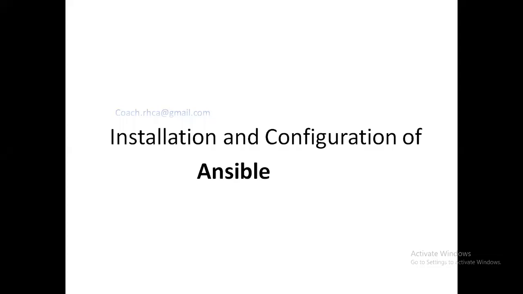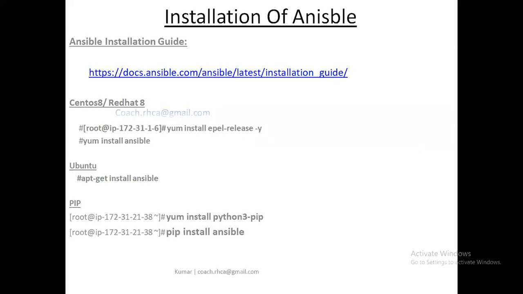So this is installation and configuration of Ansible. Right, so we will be installing Ansible on CentOS 8. In case you want to install it on Ubuntu, then you have apt-get. You can use that, or you can use the pip command to install Ansible.